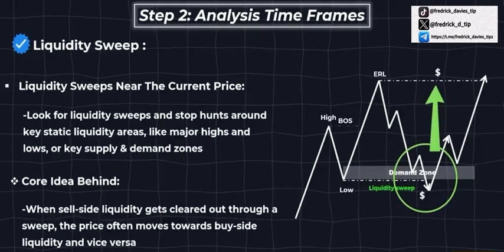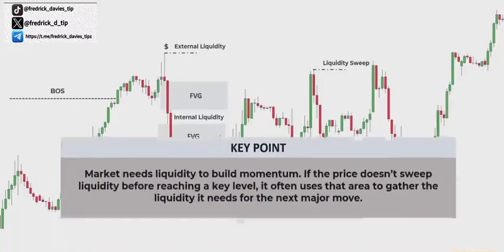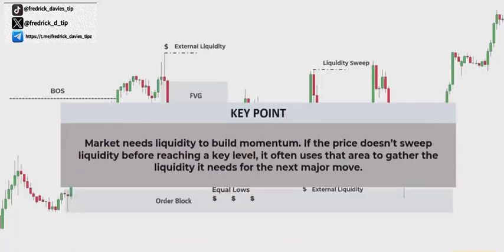This understanding helps us predict the next likely move of the market, especially when we're analyzing the 30-minute, 1-hour, and 15-minute time frames. The second reason they're so important is that they add extra confirmation to our trades. Here's the logic. The market needs liquidity to build momentum. If price doesn't sweep liquidity before reaching a key level, it often uses that area to gather the liquidity it needs for the next major move.